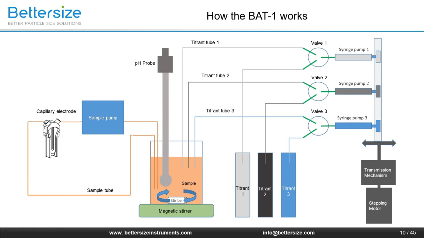During titration, the pH probe measures the pH in real time. Once the pH reaches the target value, the sample pump will work to circulate the sample into the Binano to measure the zeta potential. All these steps, titration, delivery, and zeta potential measurements, are controlled by the Binano software via an SOP.